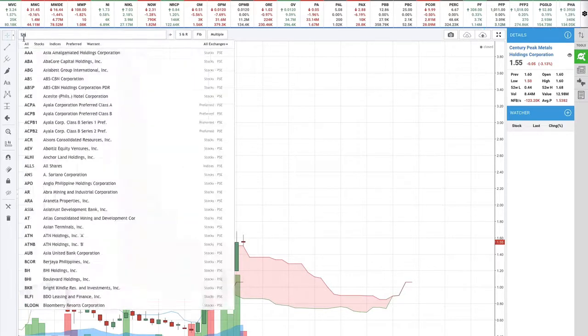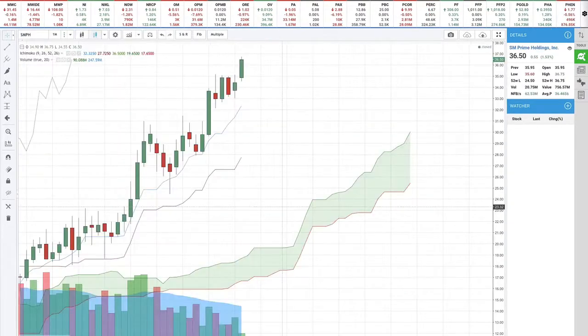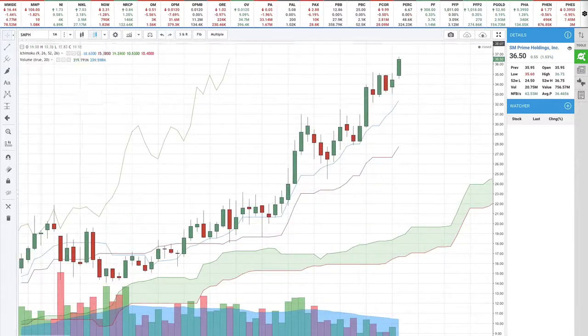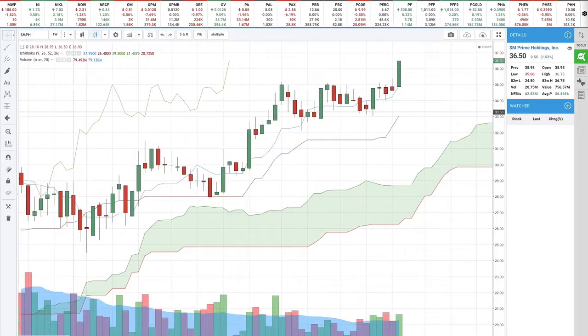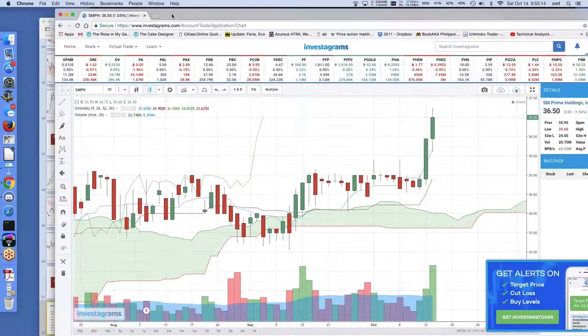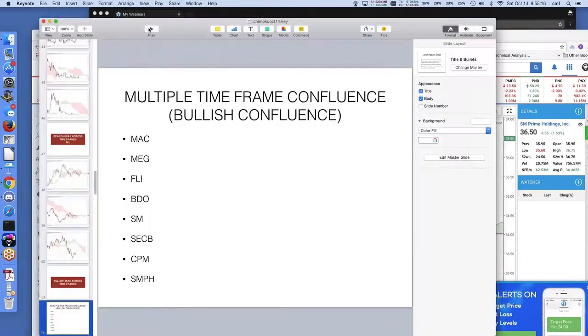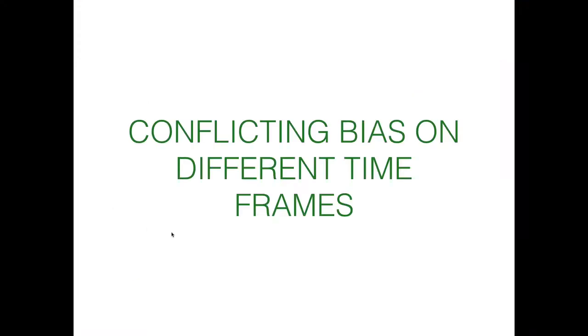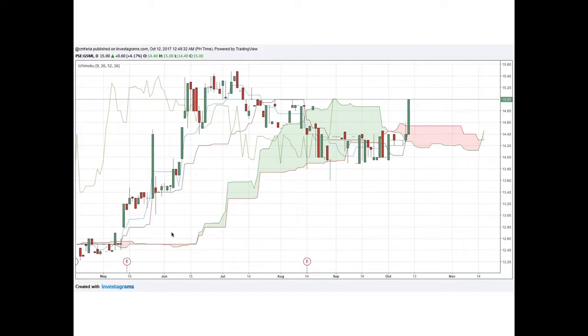And lastly, also one of my portfolio favorites is SMPH. Monthly, weekly, and daily. Now some securities have conflicting time frames. This is when the daily, weekly, and monthly charts disagree on the bias.